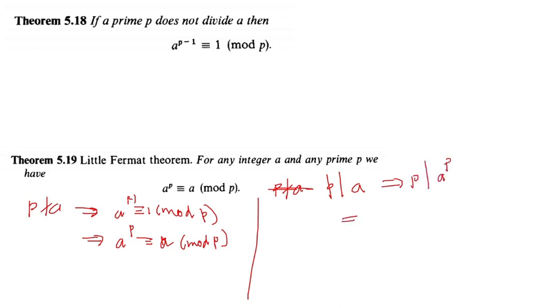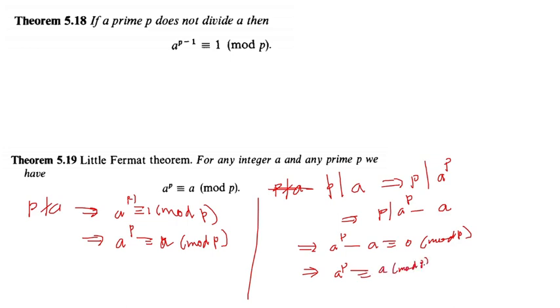That means P divides A and P divides A raised to P, which means P divides the combination A raised to P minus A. That means A raised to P minus A congruent to 0 mod P. That means A raised to P congruent to A mod P. From the two cases we get A raised to P congruent to A mod P.